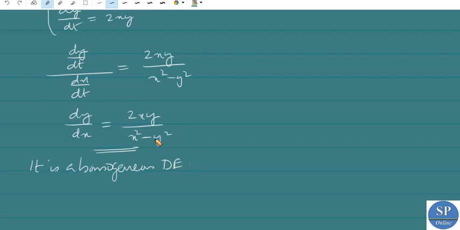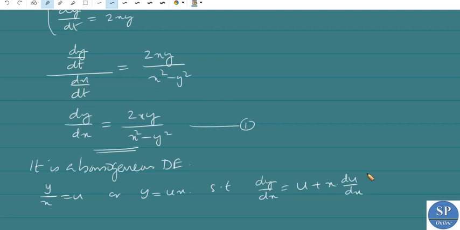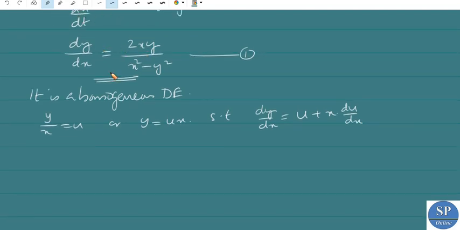We know how to solve this differential equation. We can convert this differential equation into a separable equation, or variable separable equation, by using the substitution y by x is equal to some u, or y equal to ux, such that dy by dx is nothing but u into derivative of x plus x into derivative of u, that is du by dx. So we can replace this equation by this.